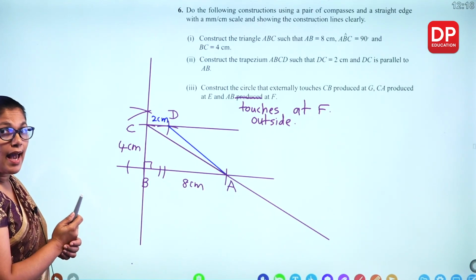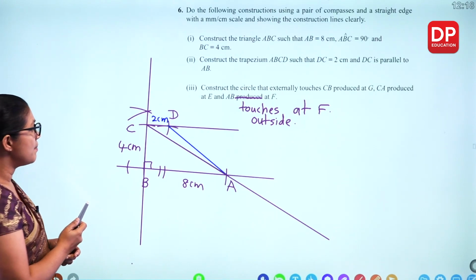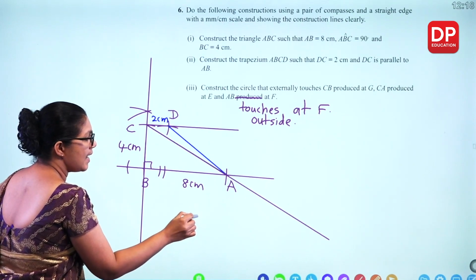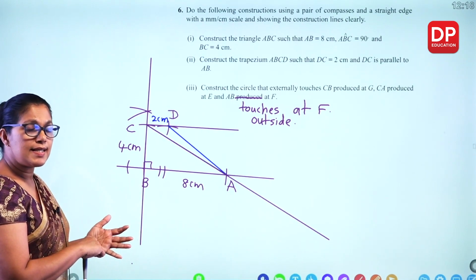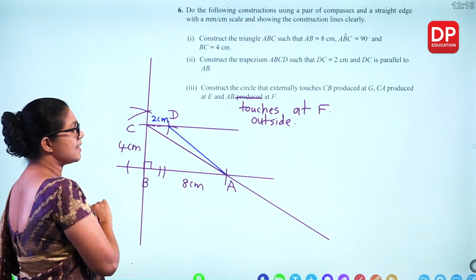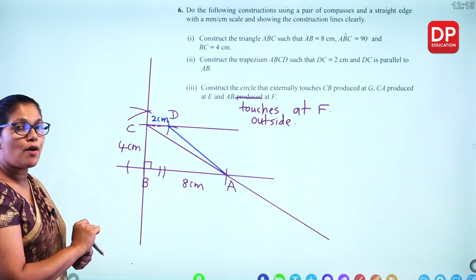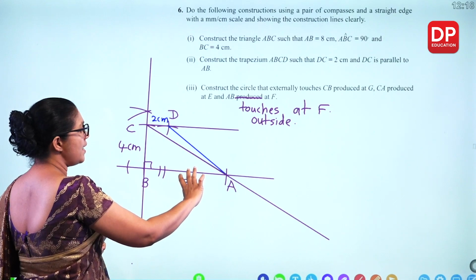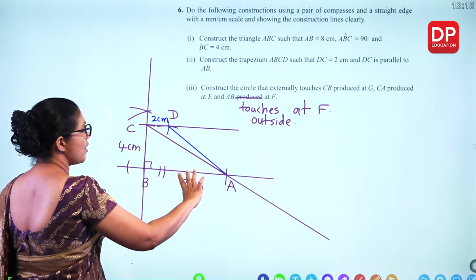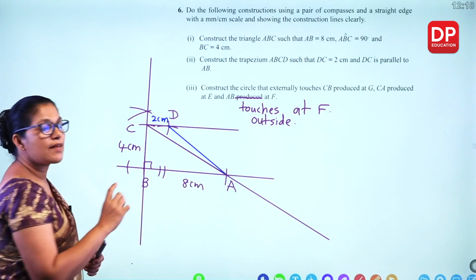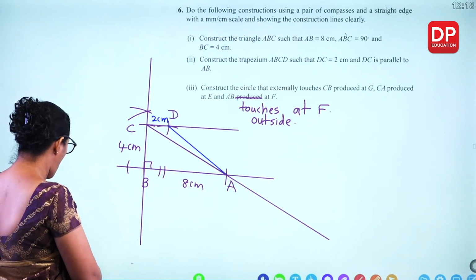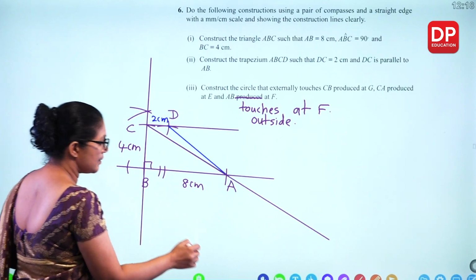You take the angle bisectors. Angle bisector of B and angle bisector of A. The intersecting point is the center of the circle. And how can we find out the radius? For the radius, we have to draw a perpendicular line to one of the lines and take the radius. So we'll draw the circle outside the triangle.